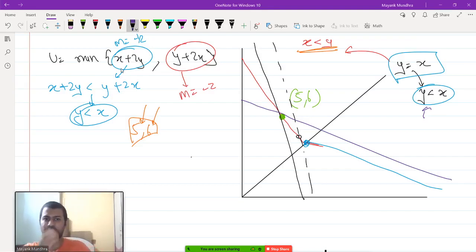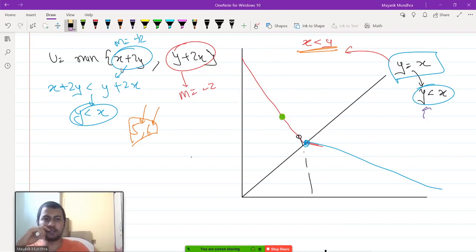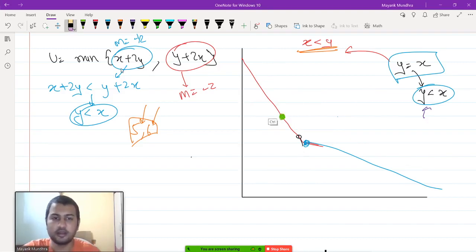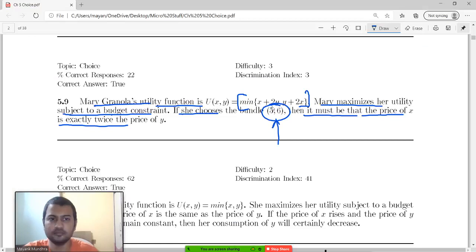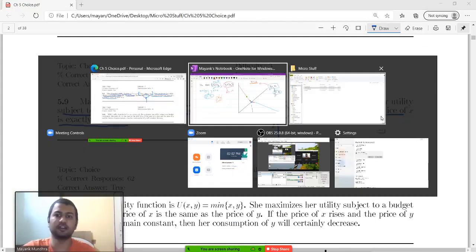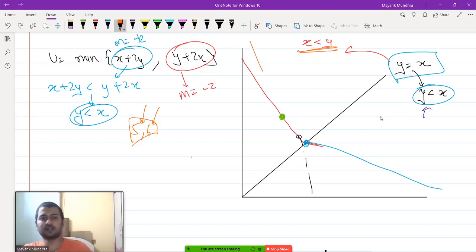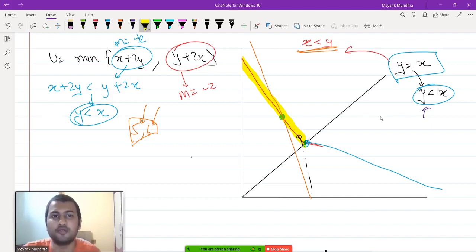Alright, sorry, the problem which I made is that I am drawing the budget line, right? So I cannot draw it like that. Marie maximizes, she chooses the bundle 5, 6, so it must be that the price of X is exactly twice the price of Y. Okay, so if the budget line is like this, my claim is that my budget line should match this thing. My budget line should be coincidental with the left arm of the indifference curve.